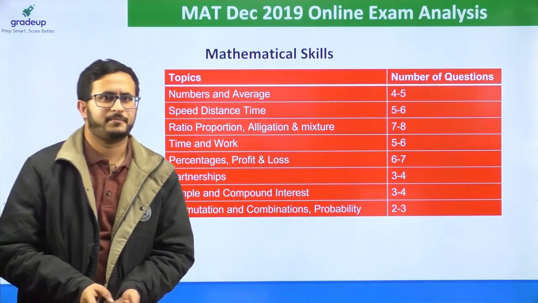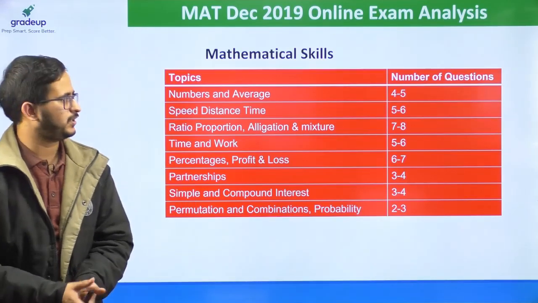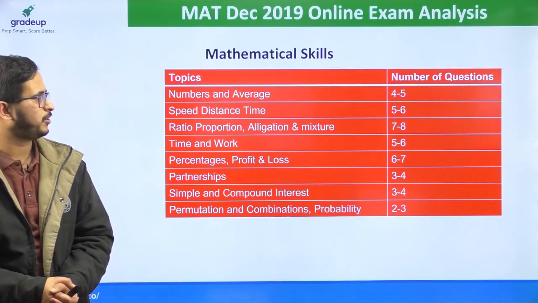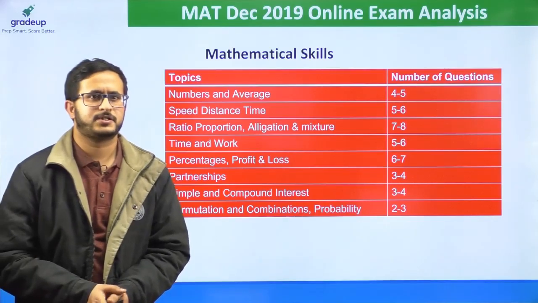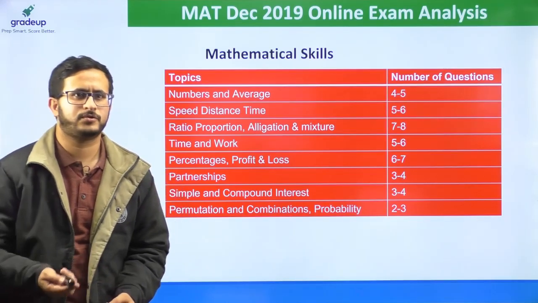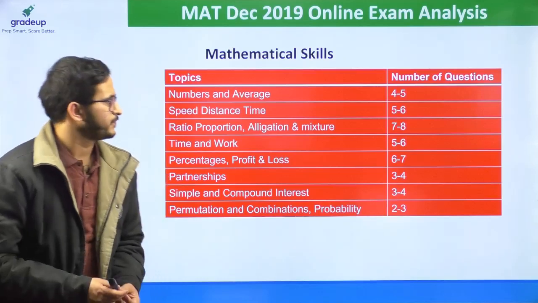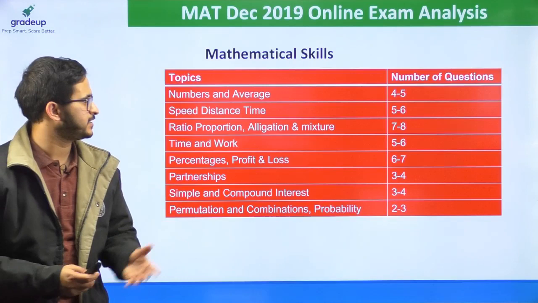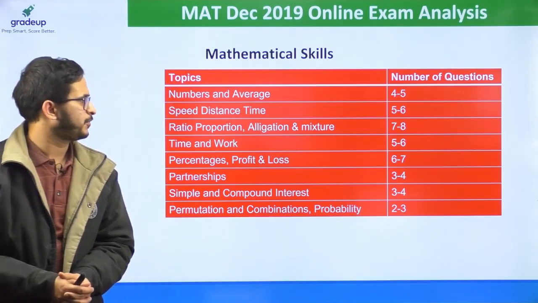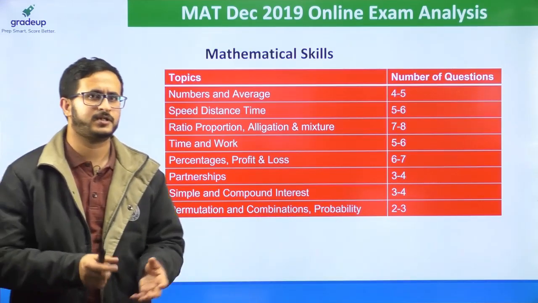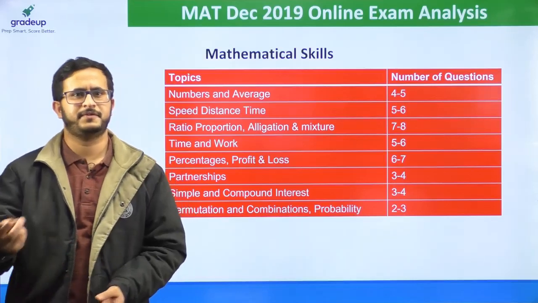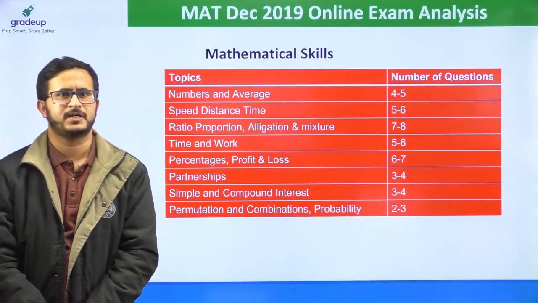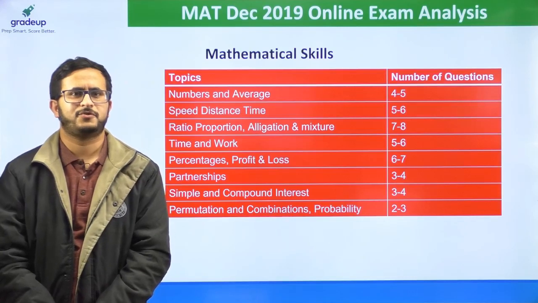Now when we come to the mathematics part, it had questions from all topics. It touched all topics, no topic was left uncovered. There were 4 to 5 questions from numbers and averages, speed distance time 5 to 6, ratio, proportion, alligation and mixture. It was in good number, around 7 to 8 questions from these topics, 5 to 6 questions from time and work.